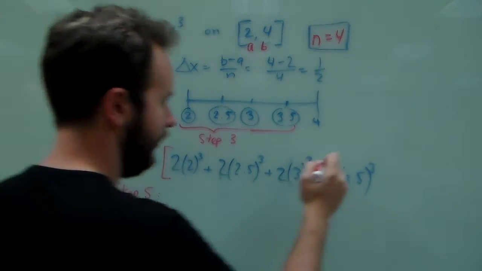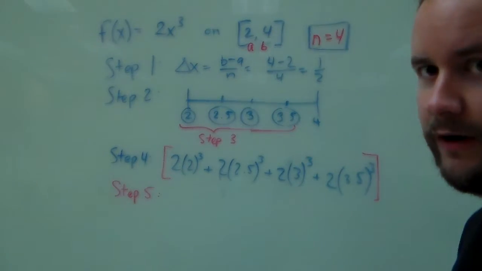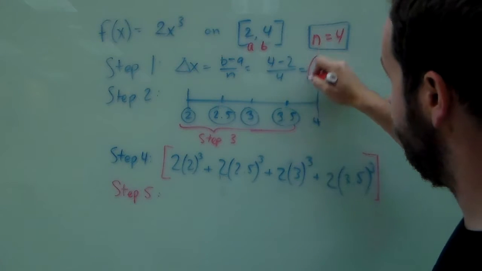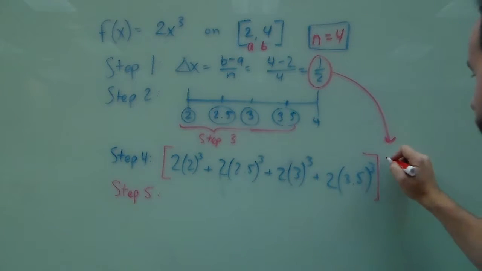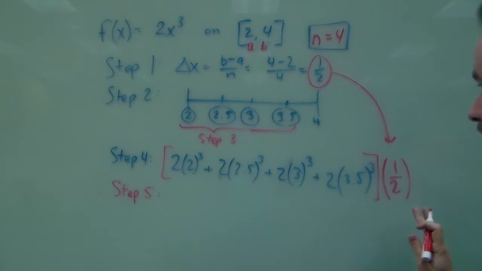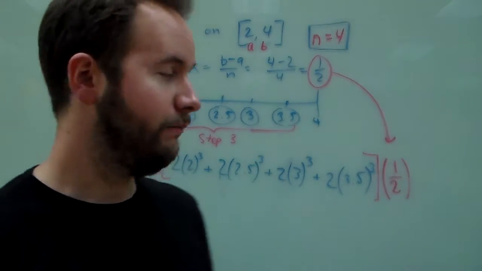Step 5 says we wrap this in brackets and multiply the very end by delta x. Our delta x was 1/2, so don't forget, bring it down and multiply by 1/2. Whatever this giant monstrosity of a number comes out to be is your answer.